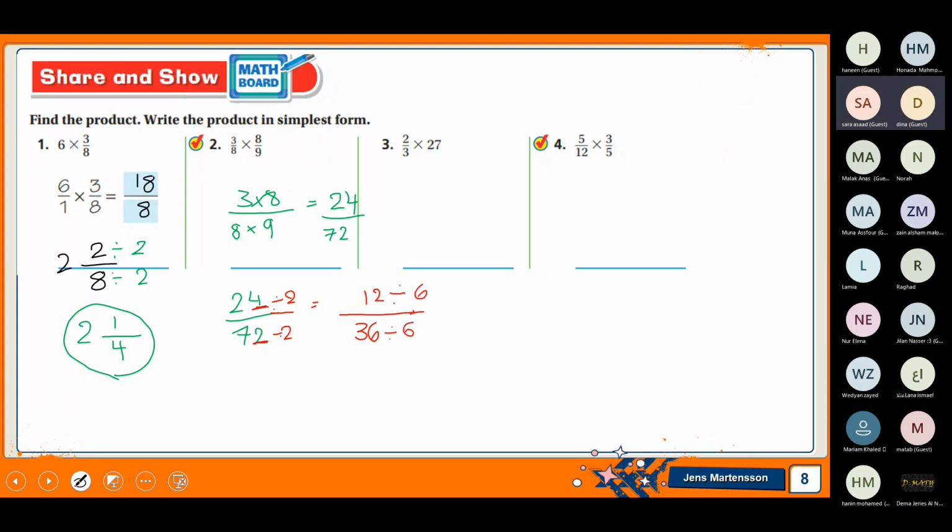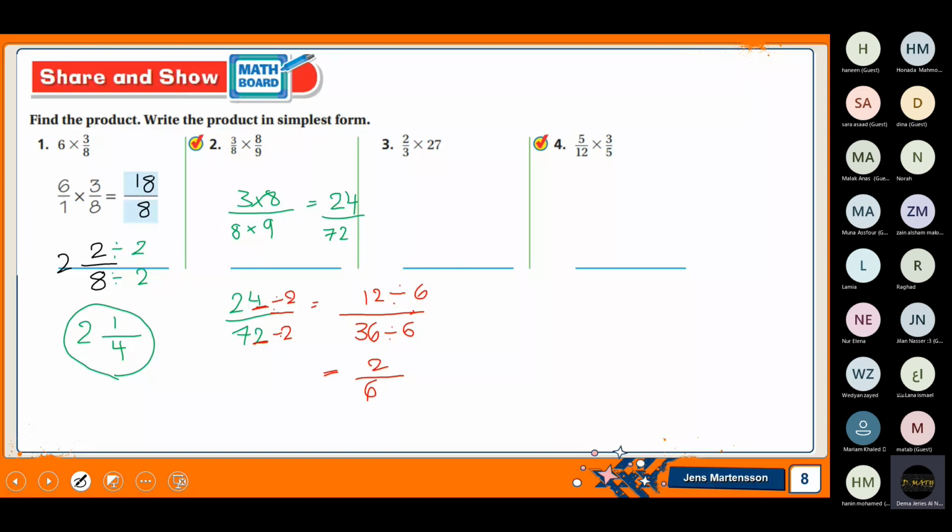Teacher, can I answer? Divide them by 6, I think. Yes, let's divide them by 6. 12 divided by 6 equals 2. And 36 divided by 6 equals 6. Bravo.